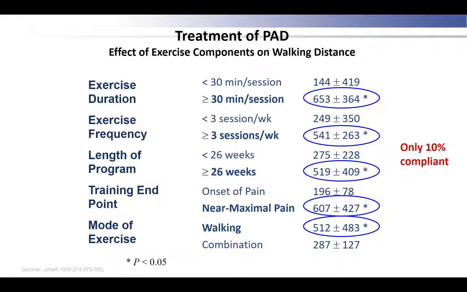Now, I don't know how many of you have a walking class for your patients with peripheral arterial disease, but I don't. I send them to cardiac rehab, even though the evidence suggests that it's not going to be beneficial. And of course, the big problem is that only 10% of patients will comply with such a strict exercise regime. So very effective, but only in 10% of your population.